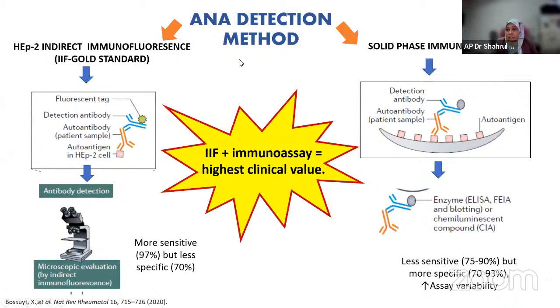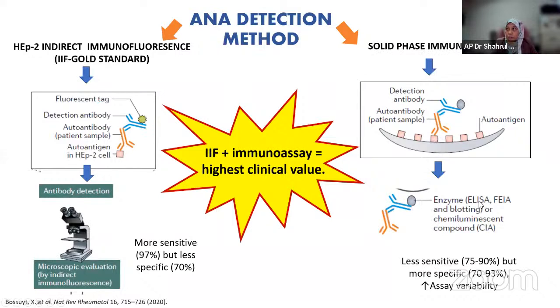So the detection method, we have to be familiar with what methods are offered in our hospital or in our lab, so that we know what the limitations are. Of course, the gold standard has always been the indirect immunofluorescence study using microscopic evaluation. It is very sensitive, 97%, but unfortunately less specific, 70%, as compared to the more current technology of immunoassay, mainly ELISA.